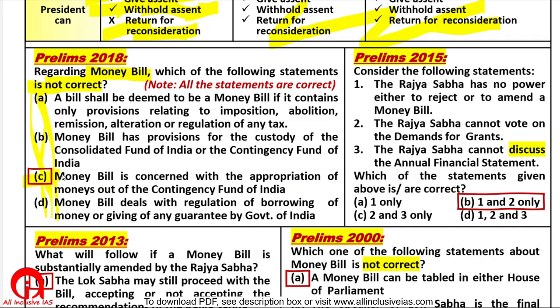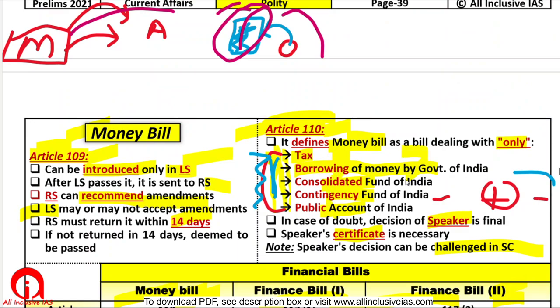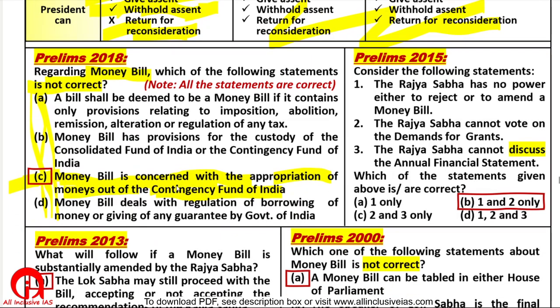So what mistake they made was, if you open Article 110 and you read where these things are given in the article, there is a statement there. Money bill is concerned with appropriation of monies out of Consolidated Fund of India. The sentence in the Constitution is exactly sentence C, but instead of contingency there is consolidated. So the paper setter changed a few things. Instead of consolidated, he changed the word to contingency fund of India, and he thought hence the statement has become wrong. So answer C is, this third statement is wrong.